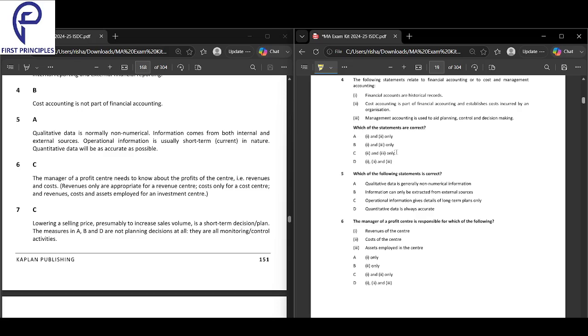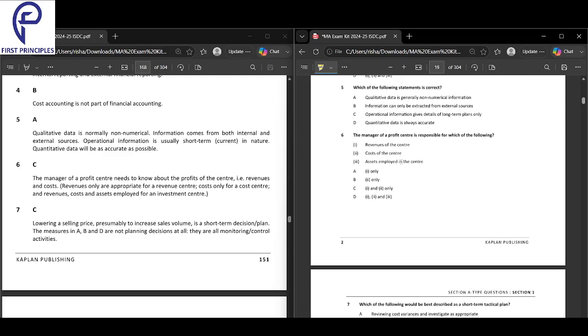Second, cost accounting is part of management financial accounting. No, it is the base for management accounting, not financial. Right? It is the base for management accounting. So that is why two is wrong. Management accounting is for planning, controlling, and decision making. Absolutely. So one and three are right, because here cost accounting is the base for management accounting, not financial accounting.